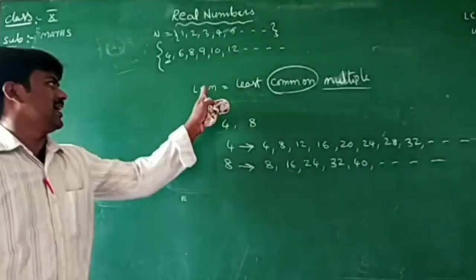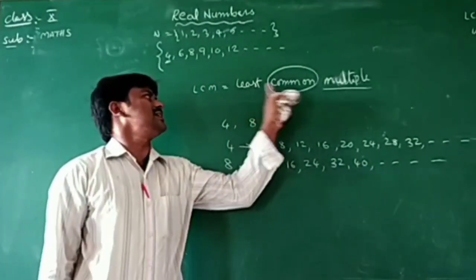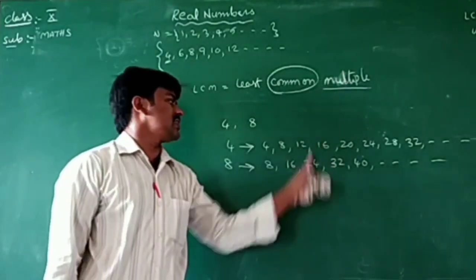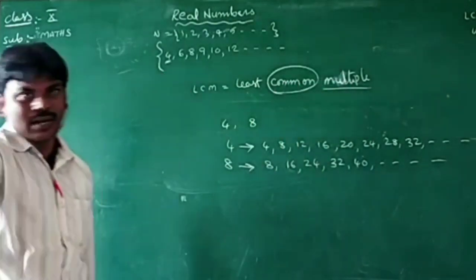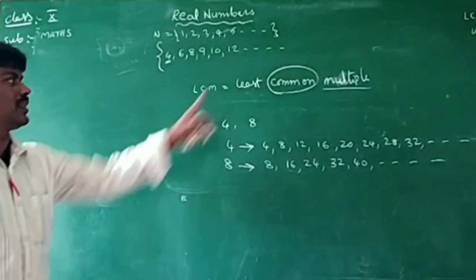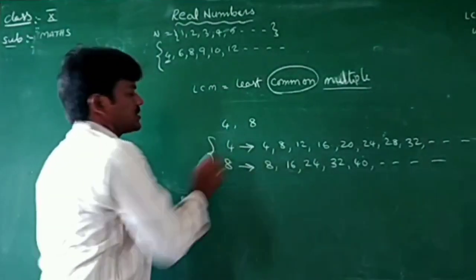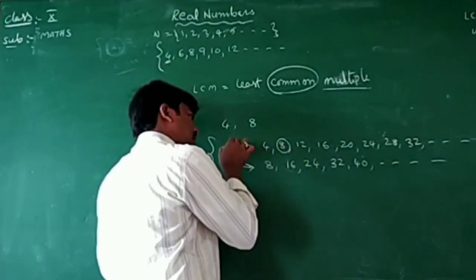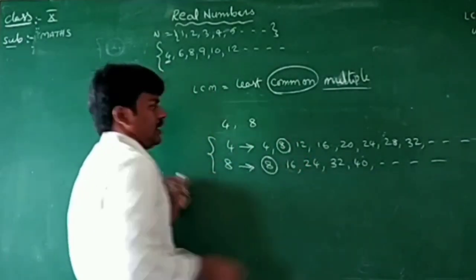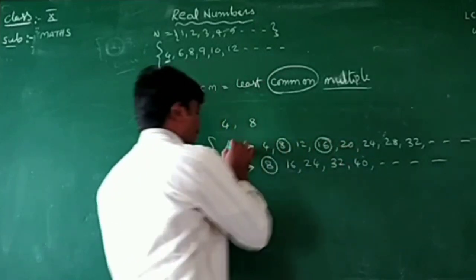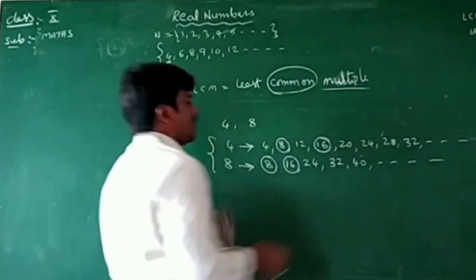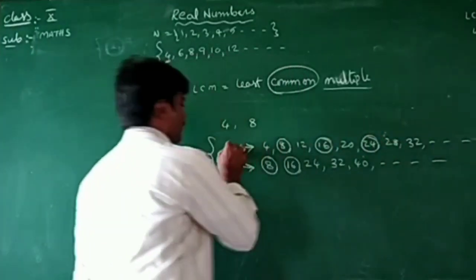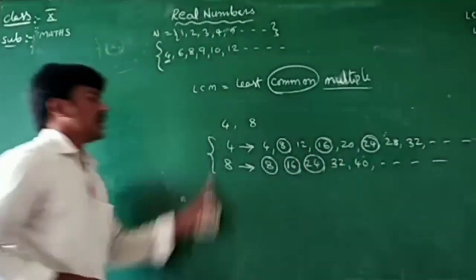So now I said LCM is the least common multiple. So these are the multiples. Now what are the common multiples? Common means we use more than 2 terms. So here 2 terms are there. What is the common multiple? See, 8 is a multiple of 4 and 8 is a multiple of 8. And 16 is a multiple of 4 and 16 is a multiple of 8. And 24 is a multiple of 4 and 24 is a multiple of 8.